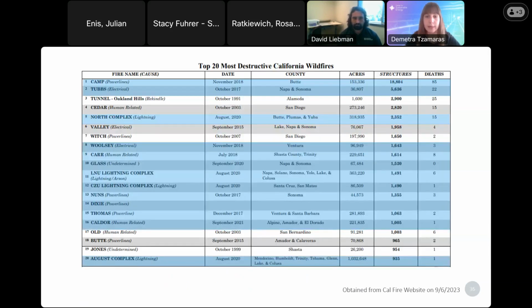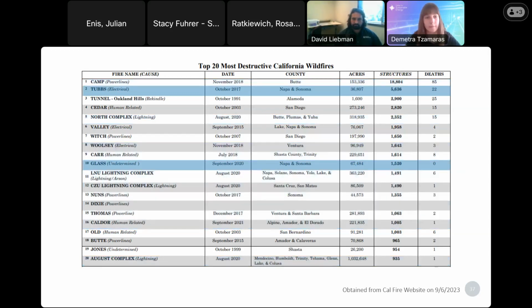So this table here is also pulled from CAL FIRE. It shows the top 20 most destructive California wildfires. And in blue, I've highlighted all of the wildfires that have occurred since 2017. So you can see that's a lot of the fires that are listed on this table. It's over half, so 13 out of 20 to be exact, have occurred within the past 6 years. So this is an increasing issue, and it's not one that's going to go away. And it's a big risk for the Santa Rosa Junior College.